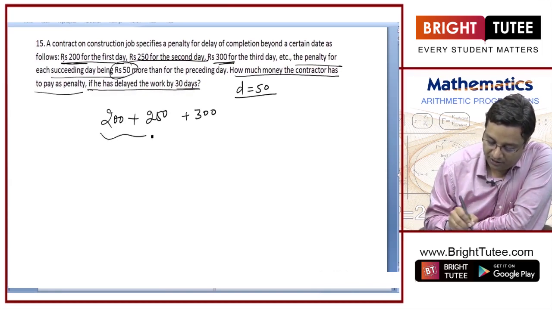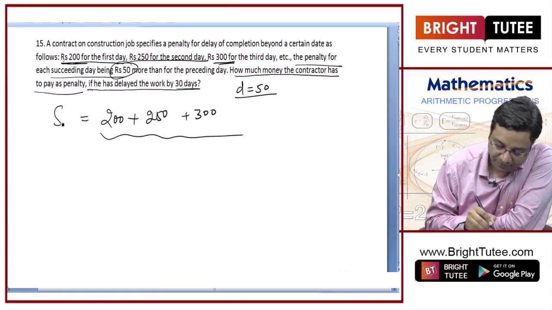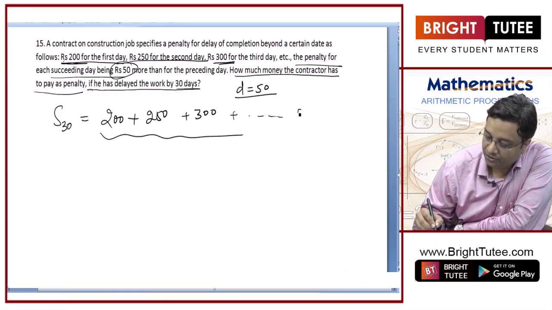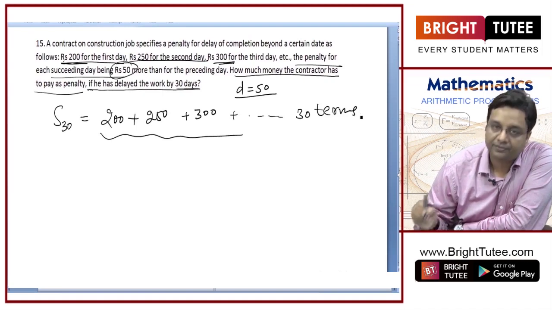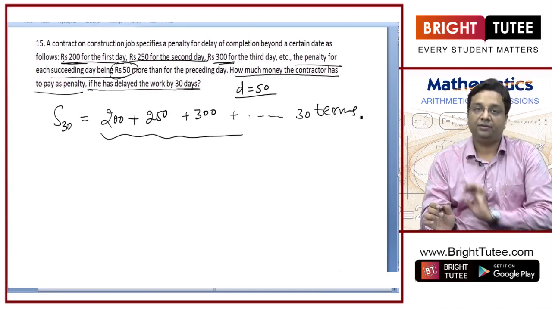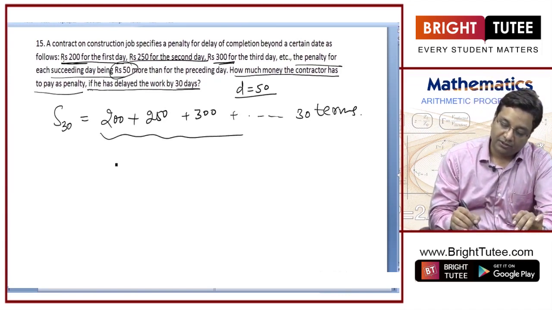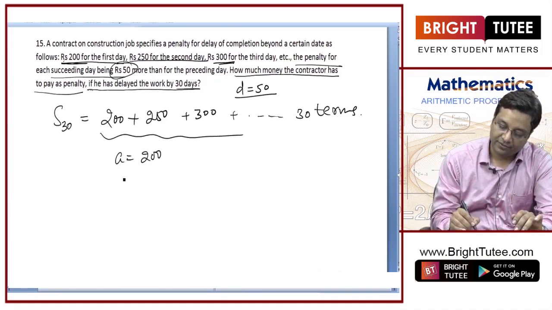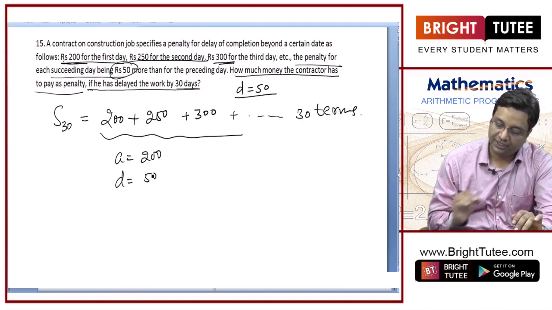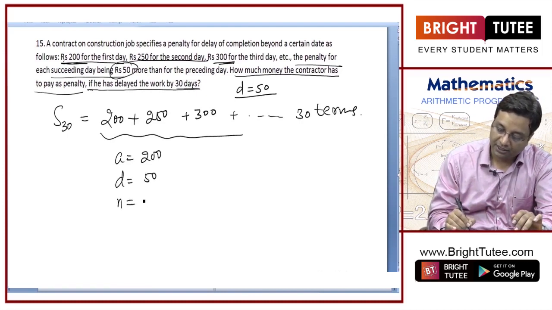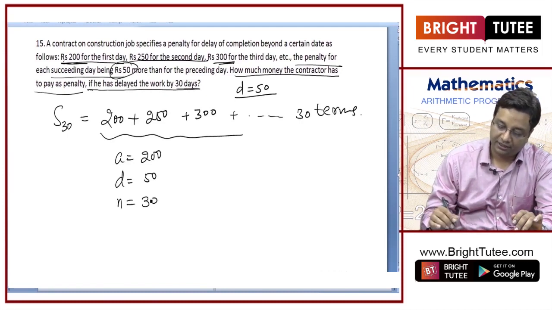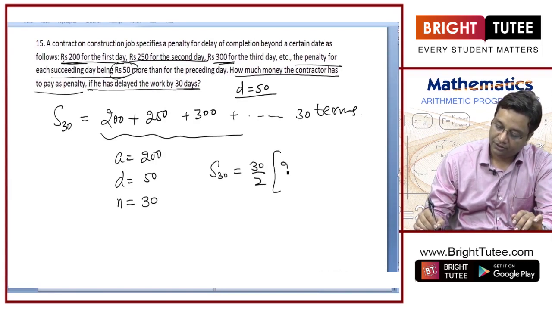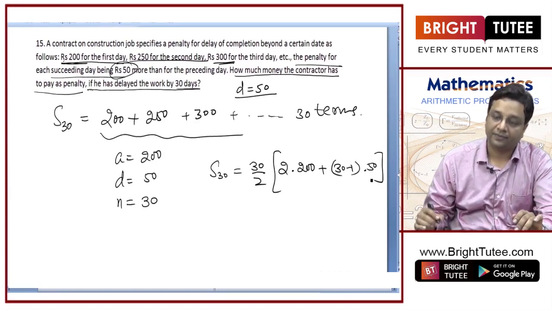So, this is the given sum that we need to calculate up to 30 terms, right. So, this is the mathematical form of this language. Now, A here is 200, common difference is 50, number of terms is 30, right. So, S30 will be equal to 30 by 2, into 2 into 200 plus 30 minus 1 into common difference 50 again, okay.